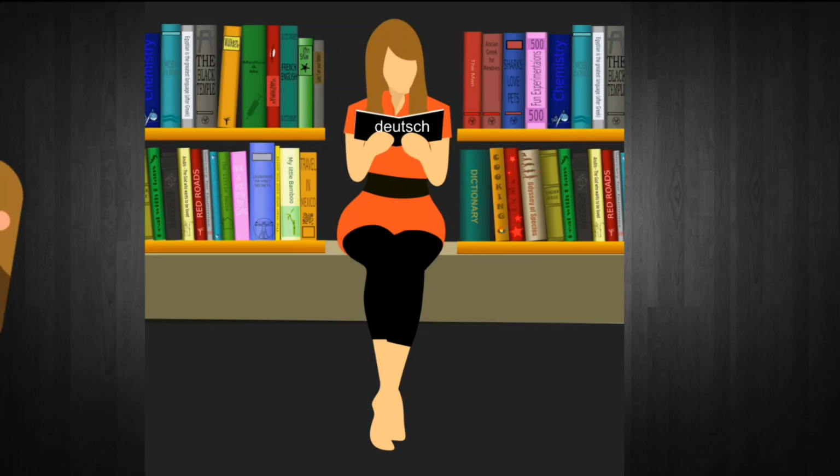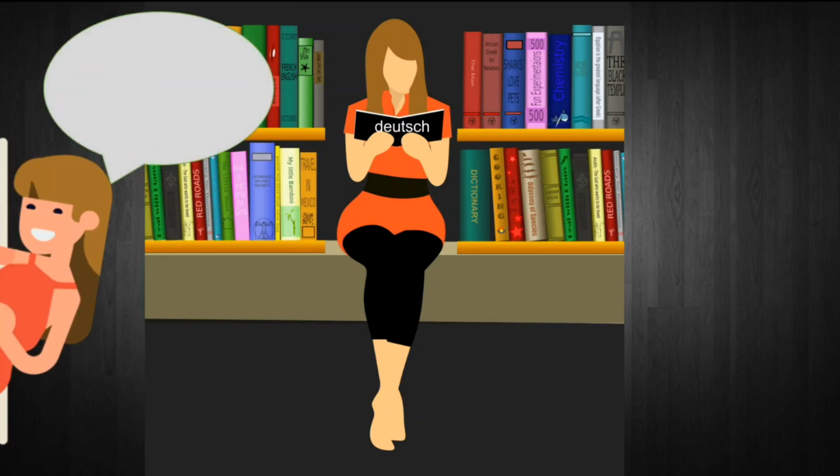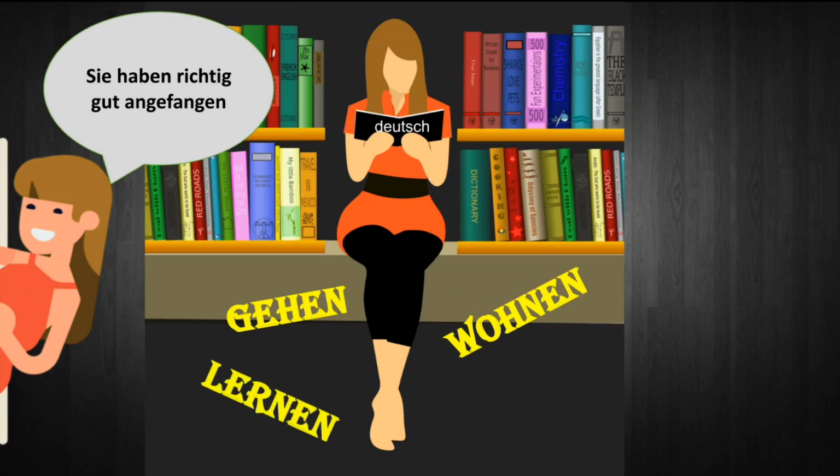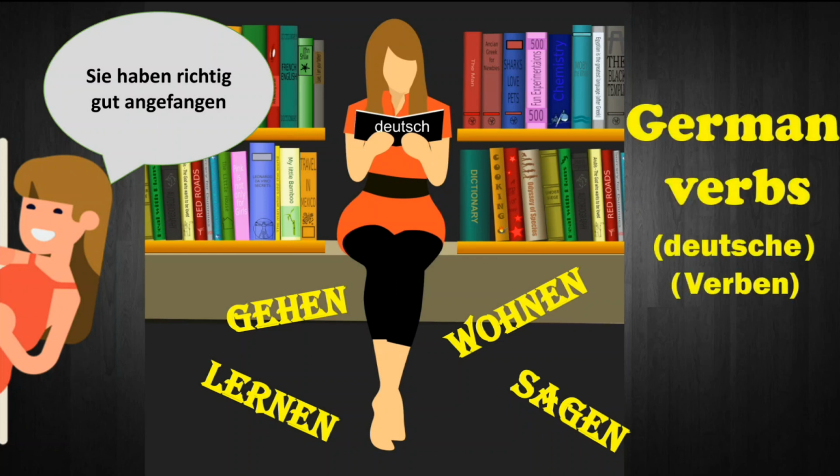So already making short sentences? Well, you need more words as well as verbs. In the previous video, we discussed personal pronouns, and today we will see what a verb is and how we can conjugate it easily in German. So without further ado, let's begin.